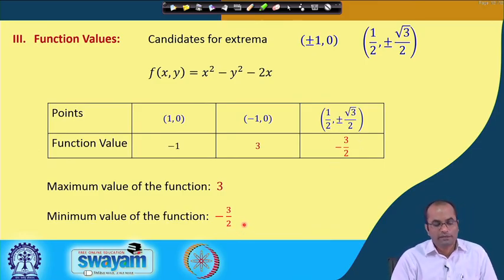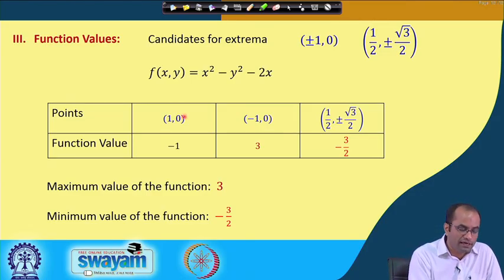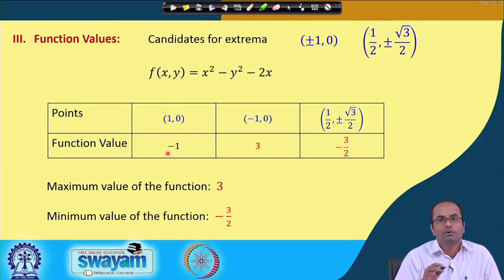So, in this problem again, to conclude, we have computed all the critical points of the problem and then we have evaluated the function value at all these critical points, and then we have selected, well, this 3 is the maximum value which is attained at minus 1 0, minus 3 by 2 is the minimum value of the function which is attained at this point half plus minus 3 by 2.